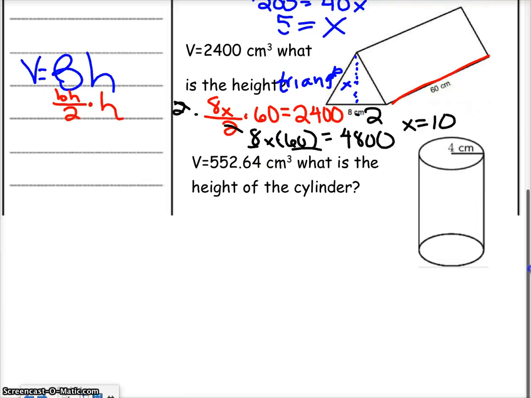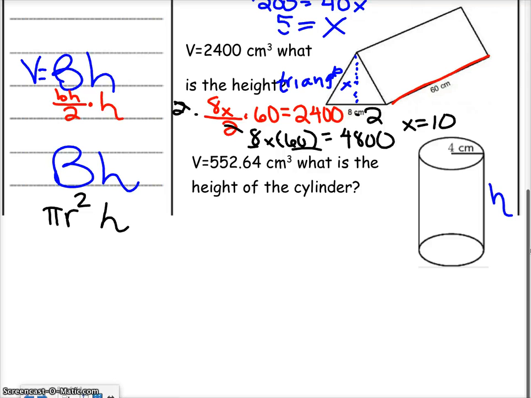All right, now let's move on to cylinders. So let's say the volume of a cylinder is 552.64 cubic centimeters. What is the height of the cylinder? So this I can call h, height of my cylinder. All right, so I want to figure out what numbers am I working with. So I always write my original big BH down. And the base of a cylinder is a circle. So the area of a circle is pi r squared times h. So that's how I find the volume of a cylinder.